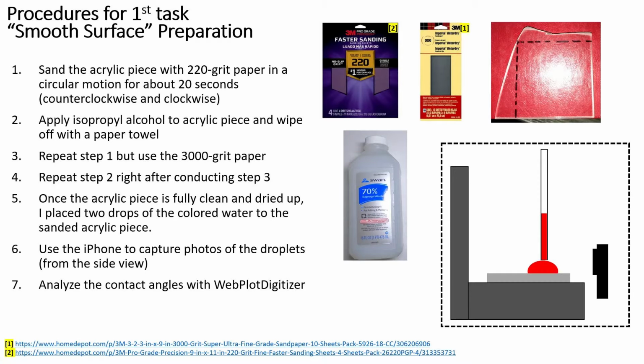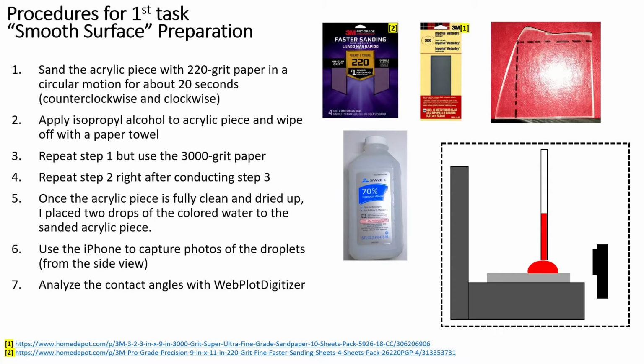For this overall experiment, I have three procedures to follow. First, I'll talk about the smooth surface preparation. This is critical because we need to ensure we have the smoothest acrylic that we can have. Let me go over the procedures. First up, we have to sand the acrylic piece with 220 grit paper. I did this for about 20 seconds, both counterclockwise and clockwise, to ensure we have an evenly distributed sanded acrylic piece.